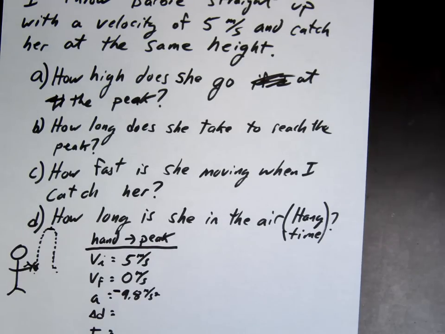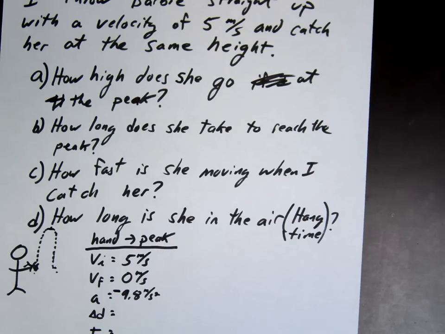Notice in the previous problem, what direction was the acceleration? Down. And what was the sign? Negative. So it was negative in both cases. The acceleration of gravity is always pointing in what direction? Down. Okay, it's always pointing down.